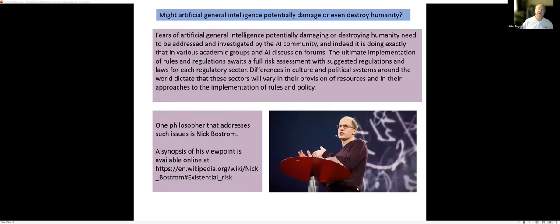Now, here is the philosopher Nick Bostrom. He speaks extensively on the problem of artificial general intelligence and fears of artificial general intelligence potentially damaging or destroying humanity, which need to be addressed and investigated by the AI community. And in fact, they're doing exactly that in academic groups and in AI discussion forums. Differences in culture and political systems around the world dictate that various sectors will vary in their provision of resources in the implementation of these rules and policies.